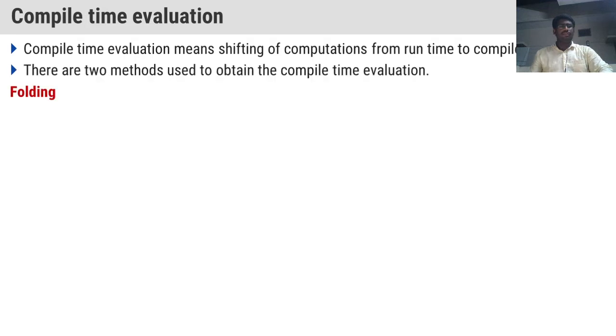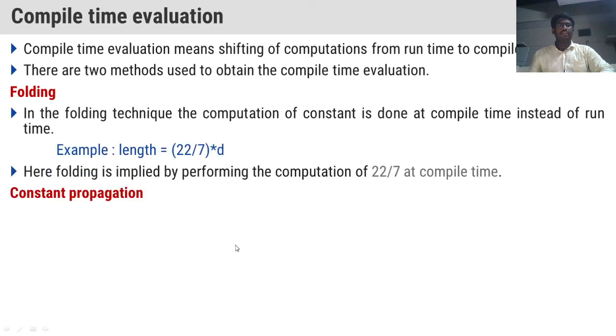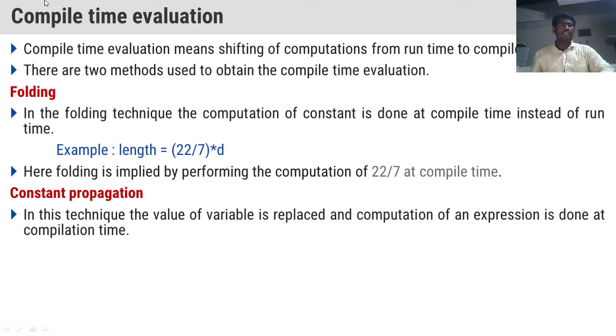The first one we will see here is compile time evaluation. These techniques can be implemented during compile time as well as runtime, and we will see the techniques we implement during compile time. There are two techniques. One is constant folding, or otherwise folding, and the second technique is constant propagation. There are several other techniques also, but these two come under compile time evaluation.